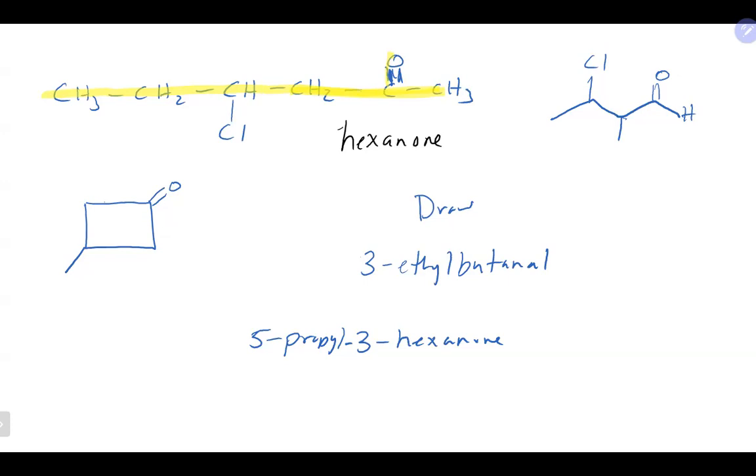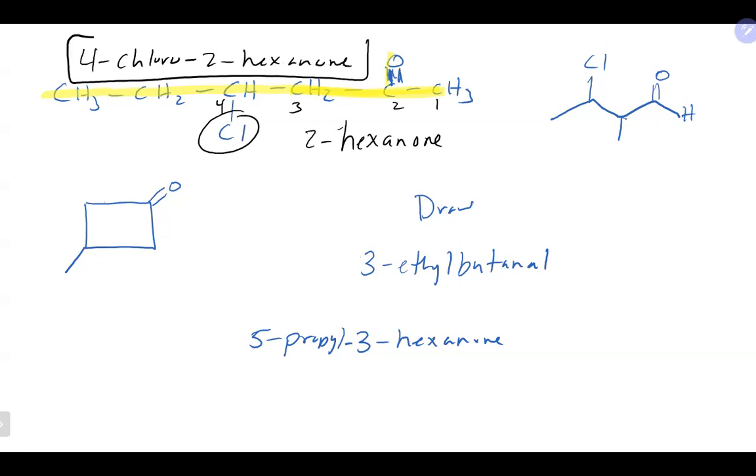We definitely need to give the location of the carbon-oxygen double bond, which means we would probably want to go this way to give it a 2. So that would be 2-hexanone, which means then at carbon 3 and carbon 4, there would be a chloro. So this then would be 4-chloro-2-hexanone. Any questions on that one there?